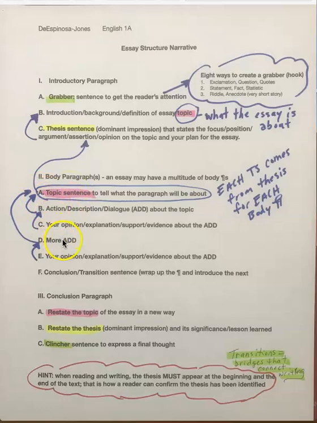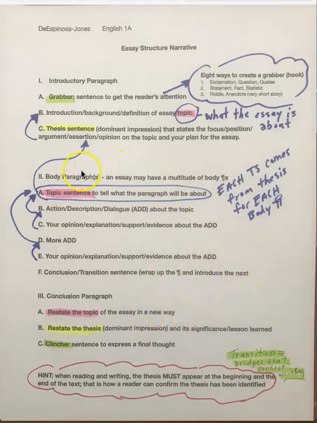I need more ADD, and that goes back. It's about my topic sentence. Again, my ADDs are about my topic sentence. The opinion, explanation, support, or evidence is about the action, description, dialogue, the ADD. Another opinion, explanation, support about my ADD. And then finally, you have a conclusion, transition sentence. I need to wrap up the paragraph and introduce the next one.